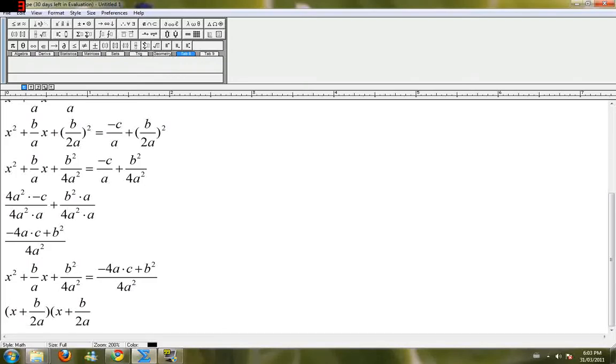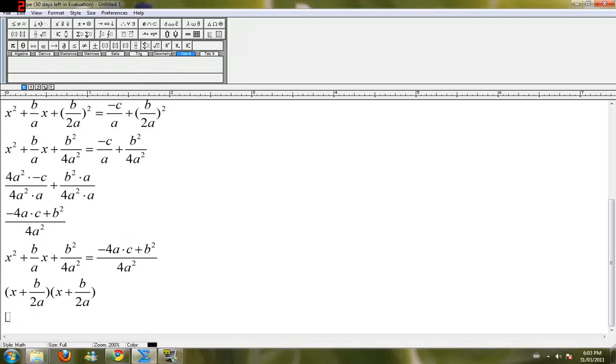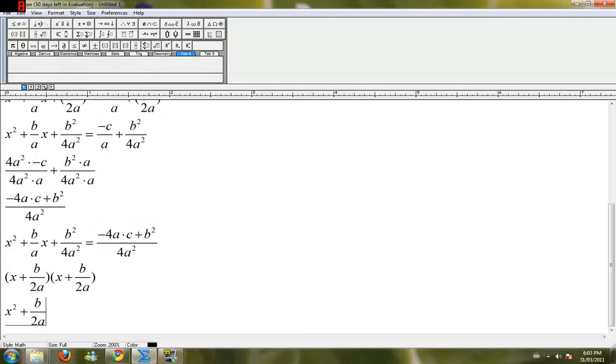And we could simply expand this to see if this is correct, and we'll get x squared plus b over 2a plus b over 2a, x of course, plus b squared over 4a squared. And this will add up to this, because when we add a half to a half, we will have a whole. So since that's proven, let's move on over here.